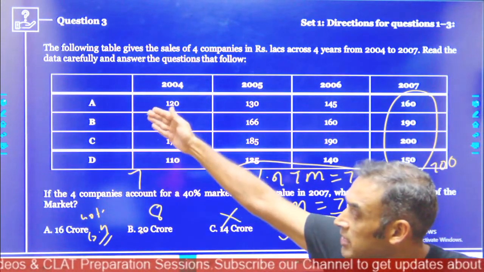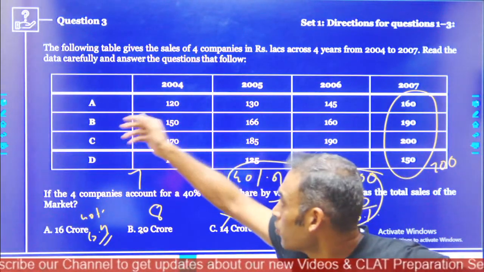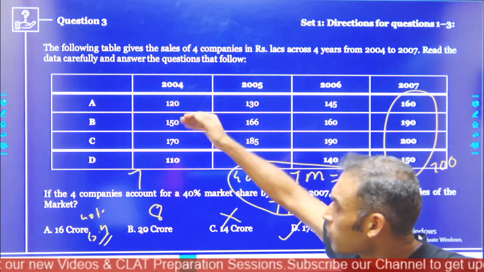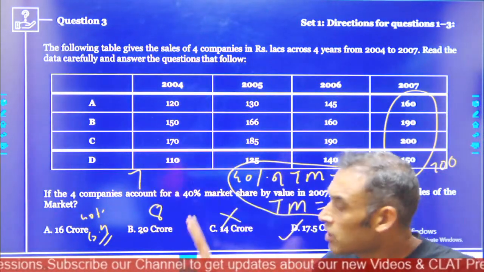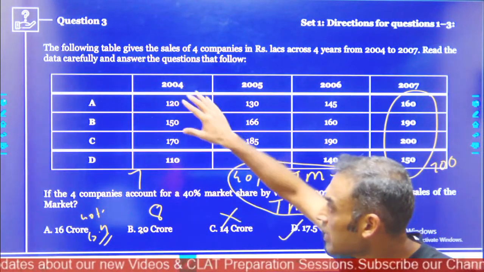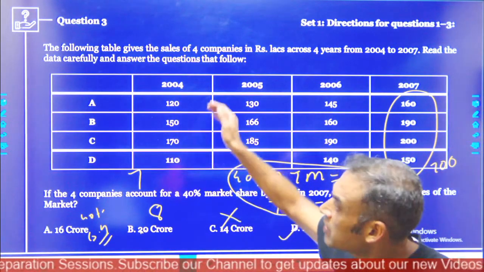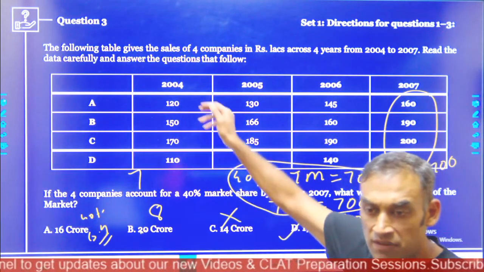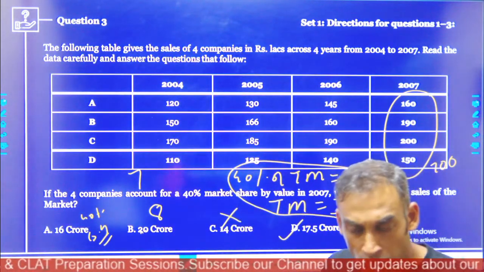So here, let's say A is selling 120 units. Actually, this is in rupees lakhs, but let's say it is units: 120 units, 150 units, 170 units, 110 units, right? And let's say these are the only 4 players. So what is the market share of A? 120 divided by the total of all. What is the market share of B? 150 divided by the sum of all. What is the market share of C? Similarly, 170 divided by the sum of all. What is the market share of D? 110 divided by the sum of all.